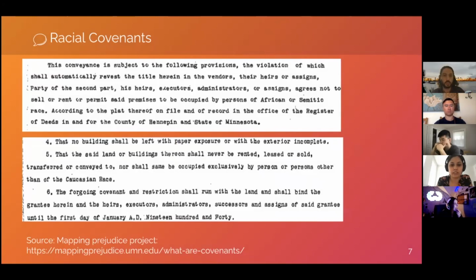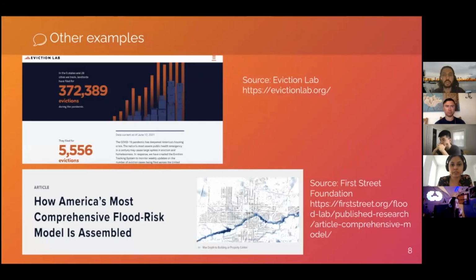So it literally says here that you cannot access it. People of African or Semitic race, which is an old term, cannot access this housing. And it's really striking. There's an entire Mapping Prejudice project that you can check out later if you're interested in seeing more about this. But the point of doing this research is we want to understand what the long-term effects are of the fact that we did not have policies protecting people in racial groups who could not access housing. And then there are a couple of other examples that you can check out.